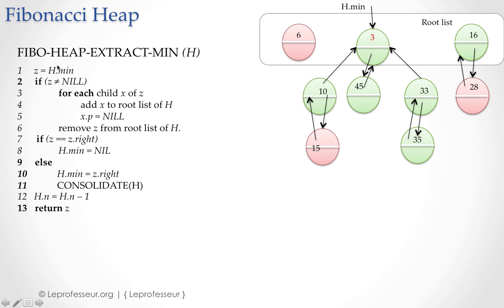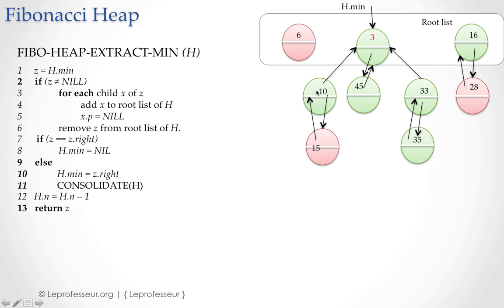Whatever is the minimum key value node, you assign that node pointer to some variable, we call it z. If that pointer is not nil, it means you have some elements in the heap structure. Then for each child x of this node z, because we want to take that node off the heap, all the children nodes will go to the root list.